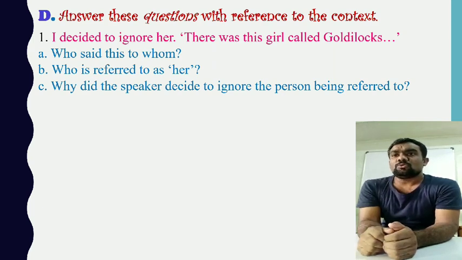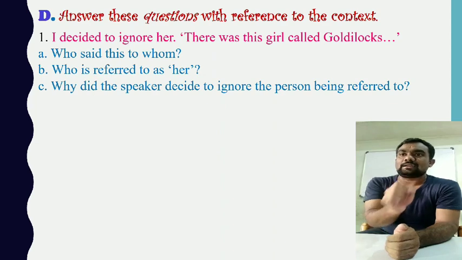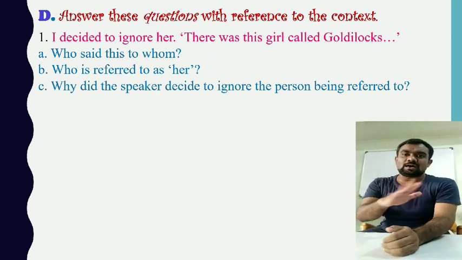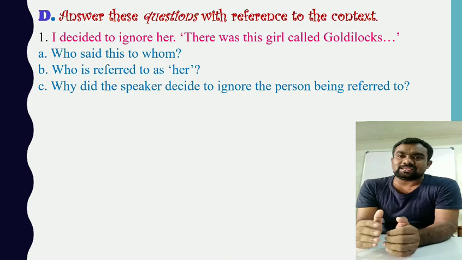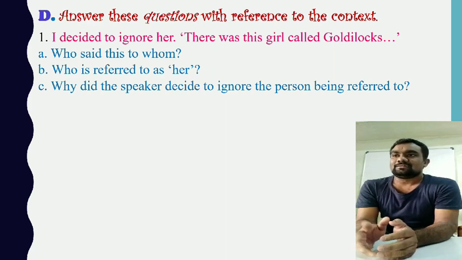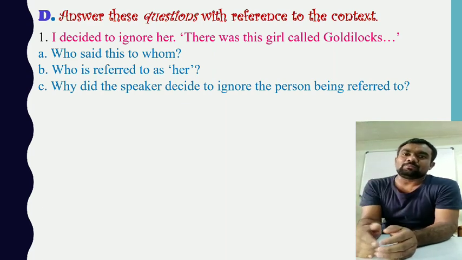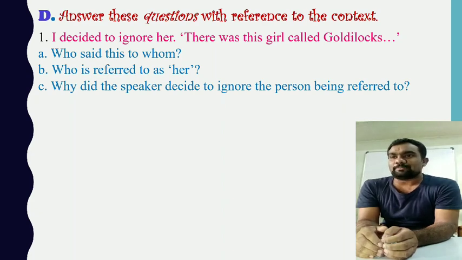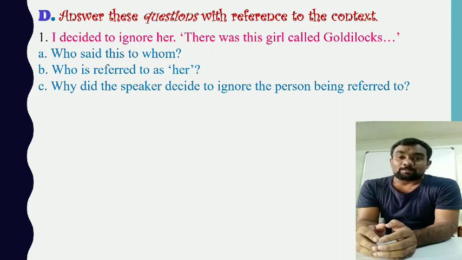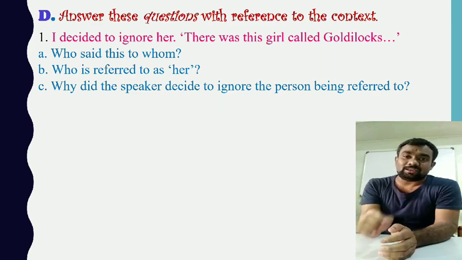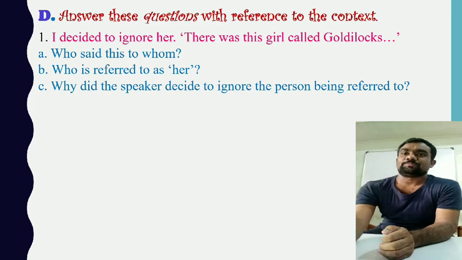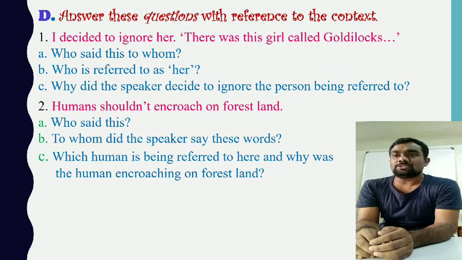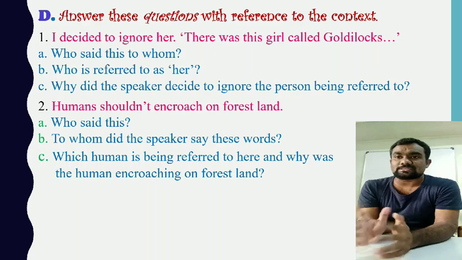Next question is, who is referred to as her? Here, her means Ambu. When Ambu makes the comments, at that time mother said nothing and moved forward. Why did the speaker decide to ignore the person being referred to? Why is she ignoring? Because when she is asking all these things, the narrator finds them very illogical questions. That's why.